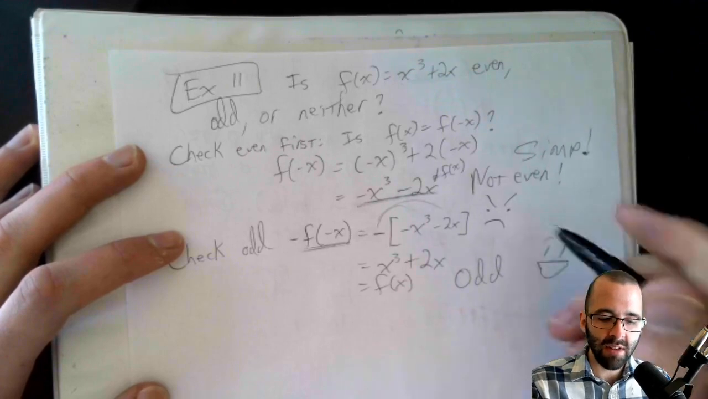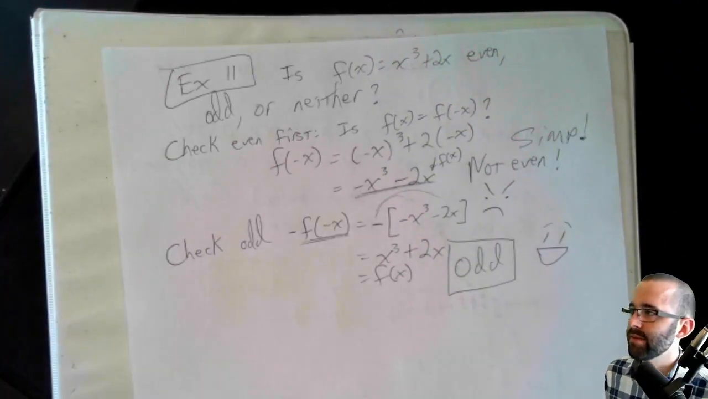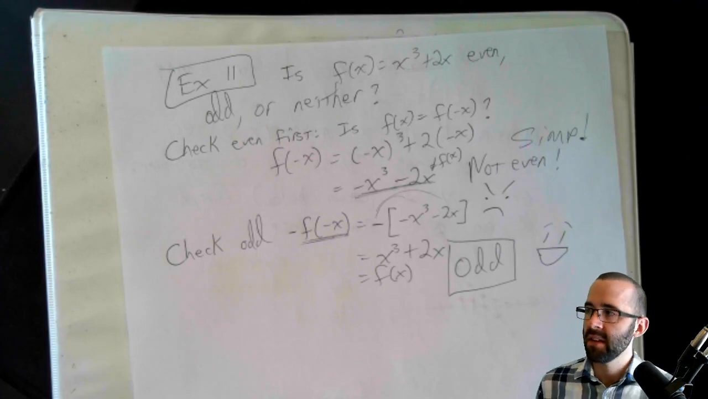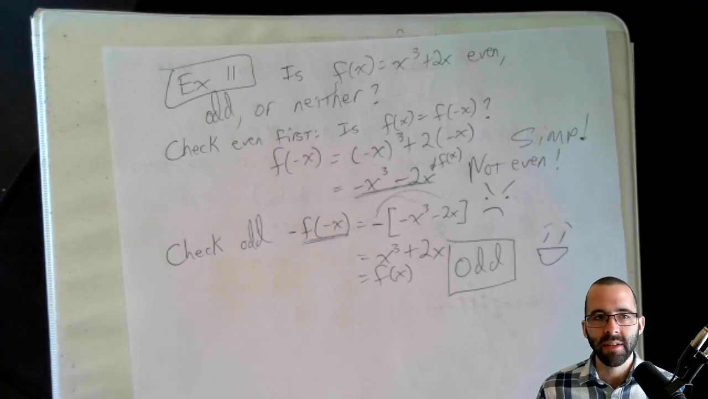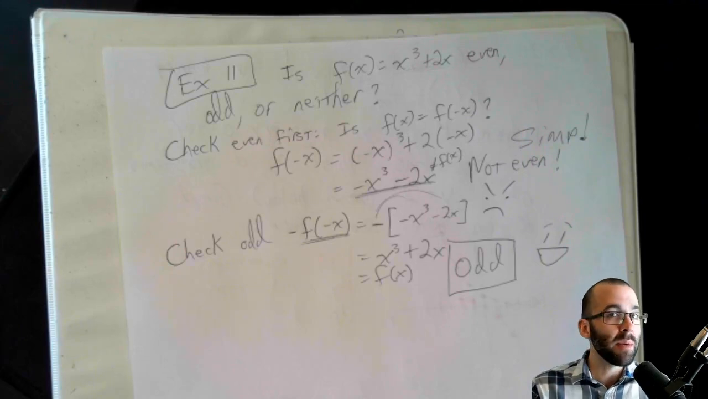So it's not even, it is odd. And that's how we do it. Okay? So you just check it. Or you can graph it if you remember we need to worry about symmetry. Right?